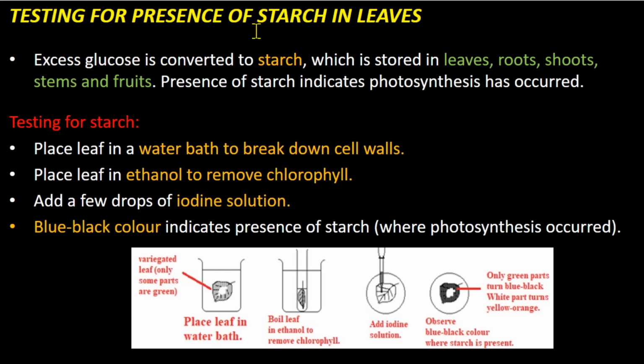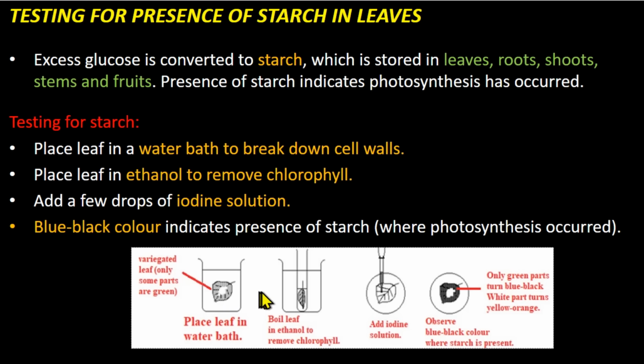Testing for presence of starch in leaves. Excess glucose is converted to starch, which is stored in leaves, roots, shoots, stems, and fruits. Presence of starch indicates that photosynthesis has occurred or is occurring. So how do you test for starch? First of all, you have to place the leaf in a water bath to break down the cell walls. This is basically heated water.